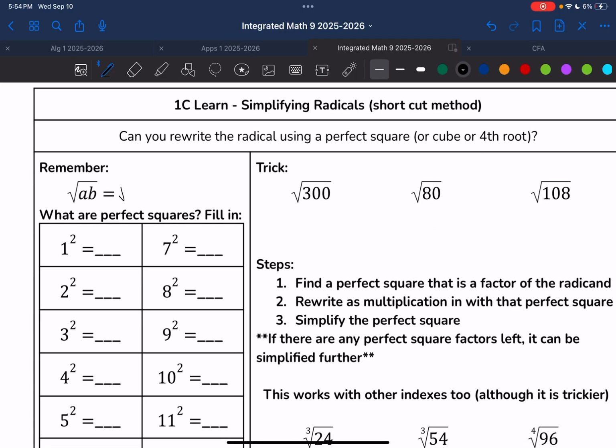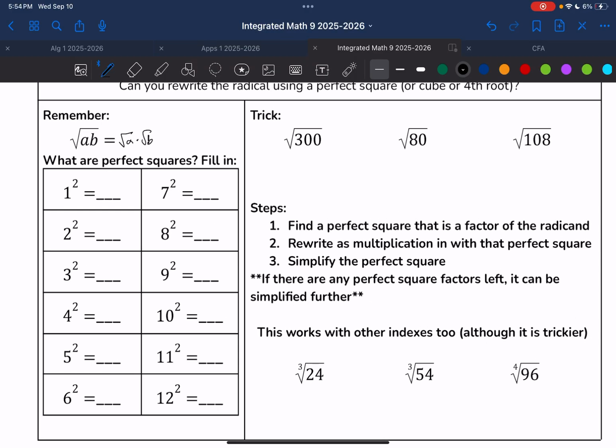So starting with the shortcut method, we're going to exploit this property. Remember, we learned that the square root of a times b is equal to the square root of a times the square root of b. And to do this, we're going to want to be very familiar with our perfect squares. So I'll fill those in real quick.